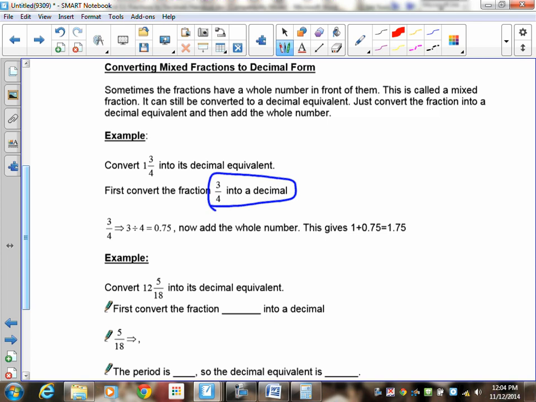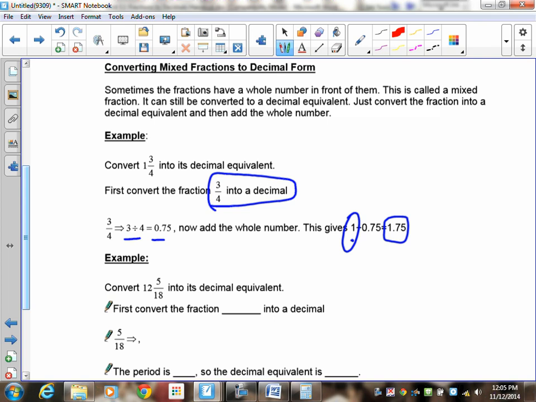So to do that, you take the 3 divided by 4, just like we did before. You're going to get 0.75. Now don't forget that the question was 1 and 3/4, not just 3/4. So you have to come and put that 1 back in here. So your answer becomes the 1 in front of the decimal part, 0.75. So your answer is 1.75.